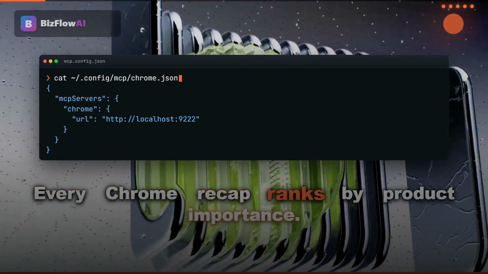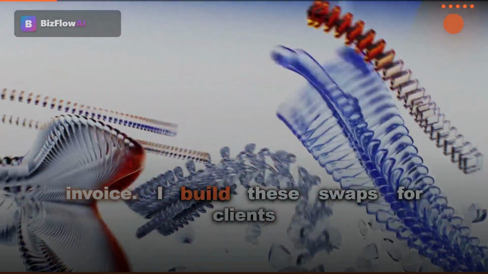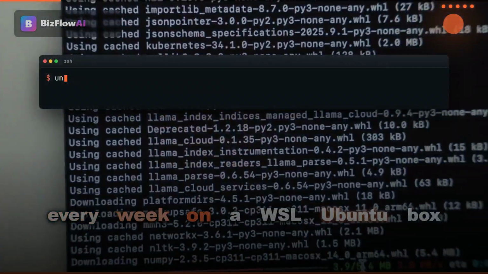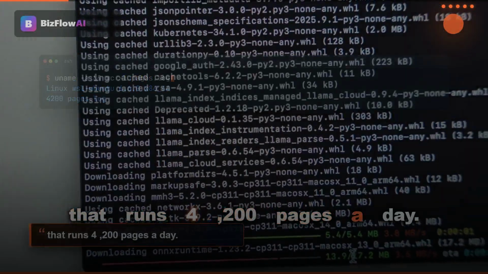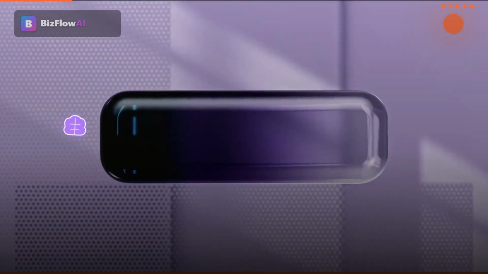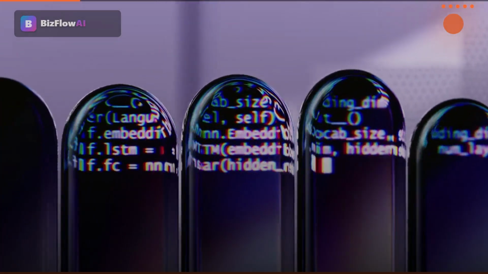Every Chrome recap ranks by product importance. Nobody ranks by what actually leaves your invoice. I build these swaps for clients every week on a WSL Ubuntu box that runs 4,200 pages a day. Let's do the swap. Here's what actually shipped in plain English.